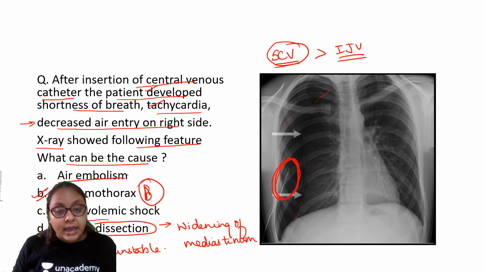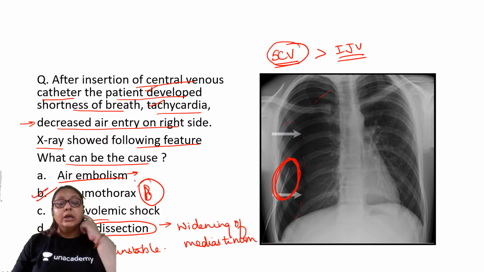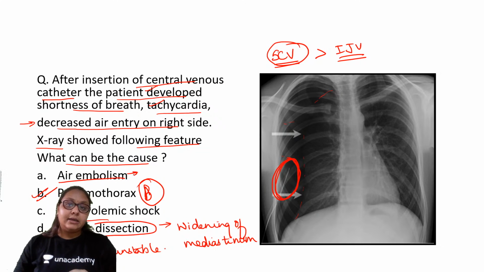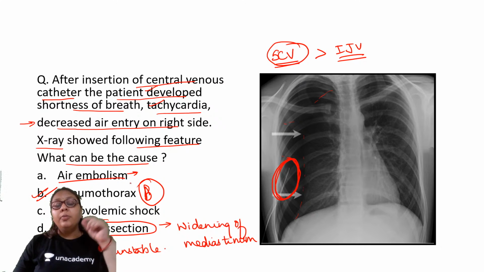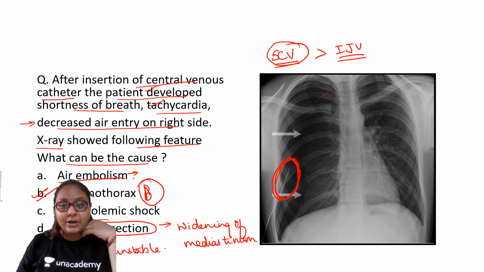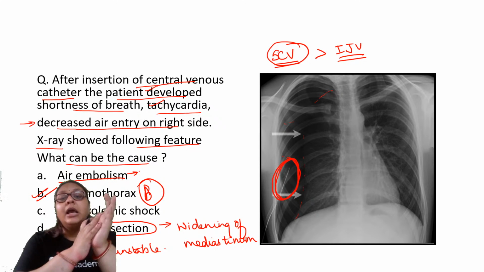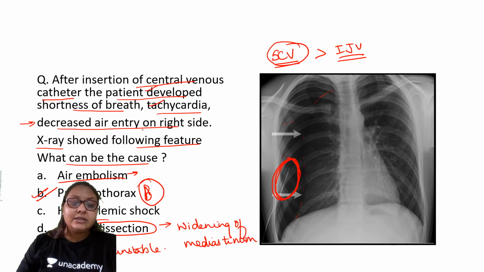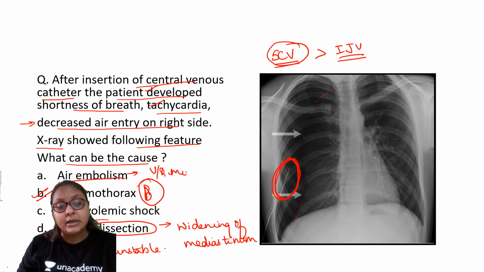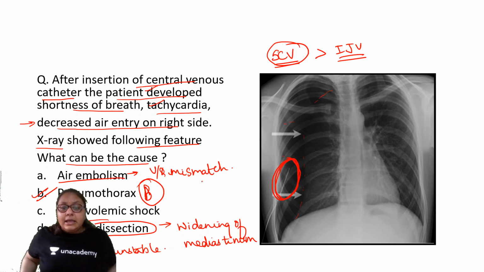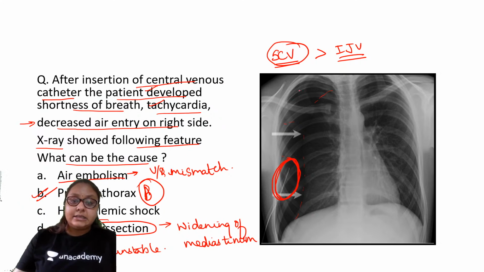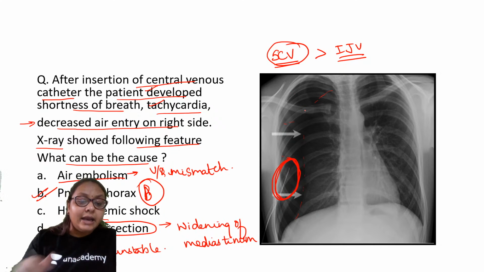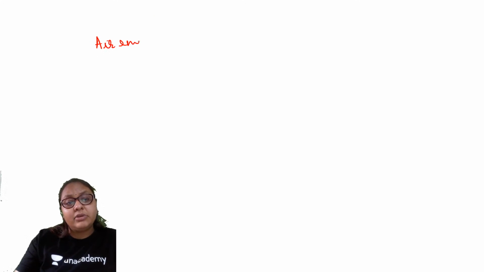In cases of air embolism, yes, on insertion of the central venous catheter, there are chances that air can go into the right side of the heart, and there is ventilation perfusion mismatch in this. But in this we won't get an X-ray finding like this. The clinical features in cases of air embolism will be as follows.